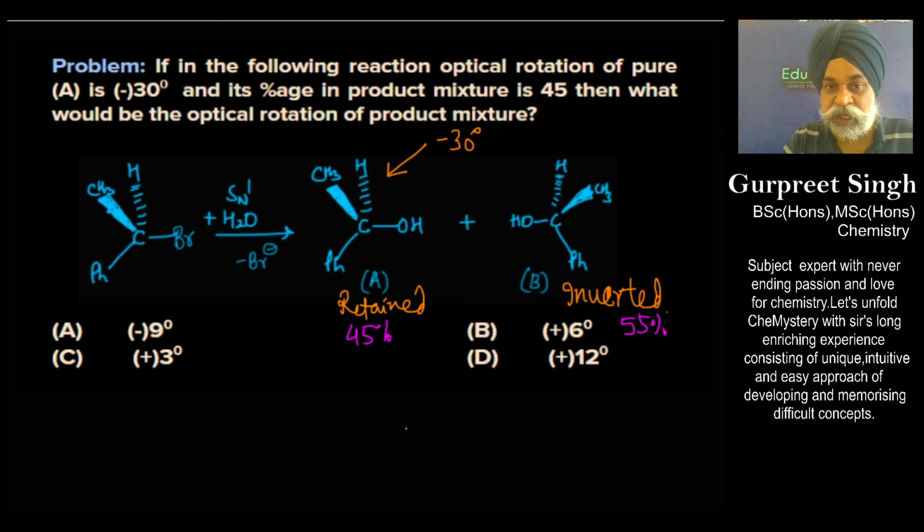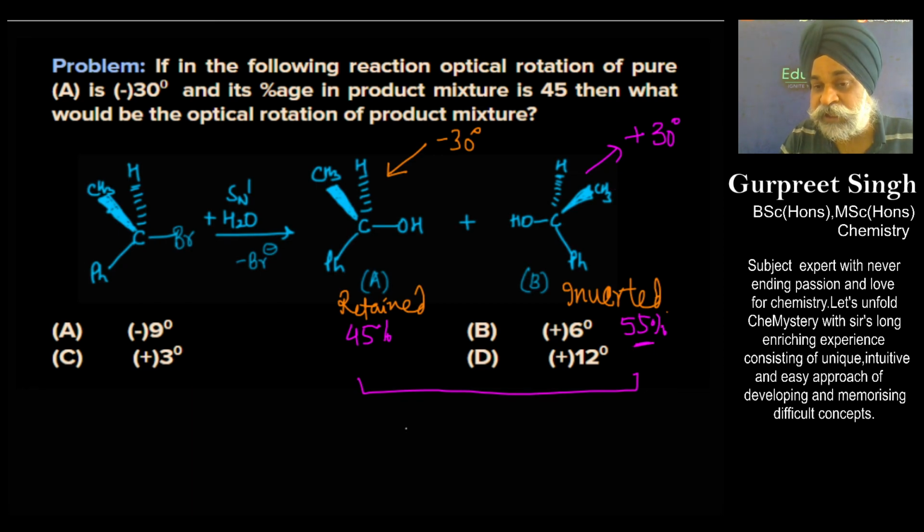What you are supposed to tell is the optical rotation of the product mixture, that is, what type of rotation this product mixture would have. Obviously, if A is minus 30, because an enantiomeric pair has the property that the mirror image rotates the light to the same extent but in the opposite direction, the optical rotation of B would be plus 30. And since it is plus 30 and its percentage is more, the final answer would definitely be positive. So option A gets ruled out. It cannot be negative. It would be positive.